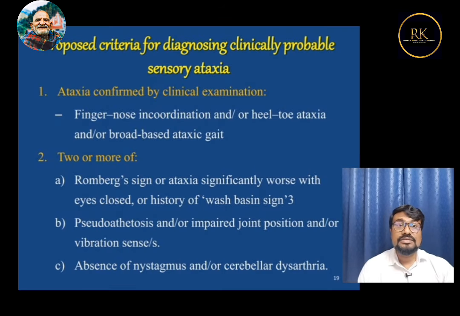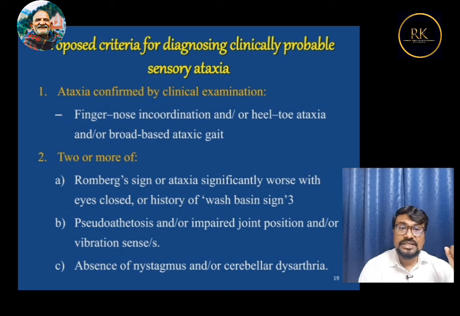Then, what are the criteria to diagnose clinically that it is a case of sensory ataxia? Number 1, ataxia confirmed by clinical examination, which includes finger-nose incoordination, heel-shin ataxia, or broad-based ataxic gait. Number 2, two or more of the following: Romberg's sign should be positive, that is, worsening with eye closure, or there should be a history of washbasin phenomena; pseudoathetosis and/or impaired joint position or vibration sense.